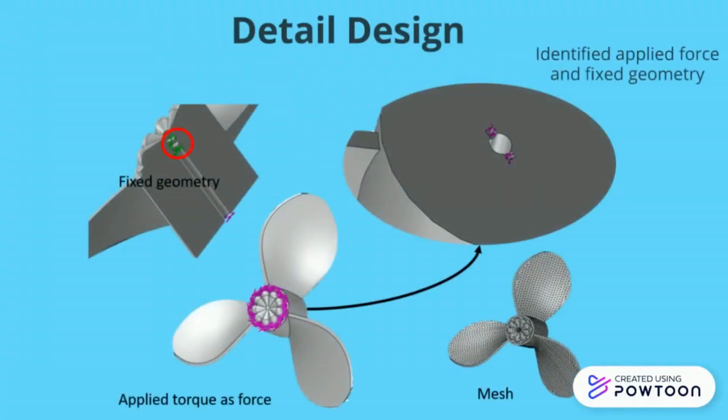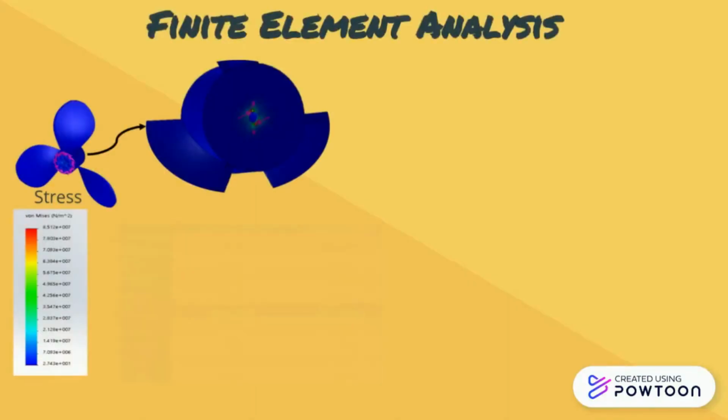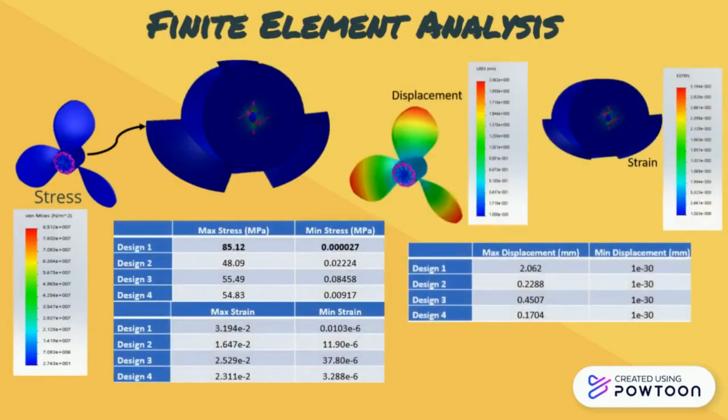There are three parts included under the design stage, which are 3D modeling, detailed design, and the bill of material. Meanwhile, under the analysis stage, we include the finite element analysis or FEA as our final analysis. The finite element analysis consists of the stress, strain, and displacement of the object.